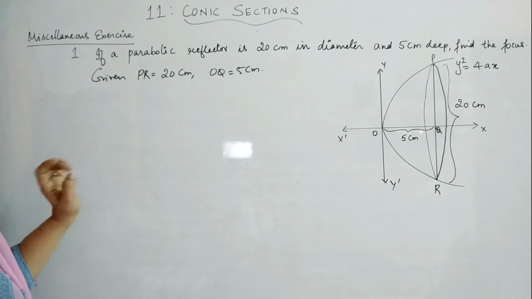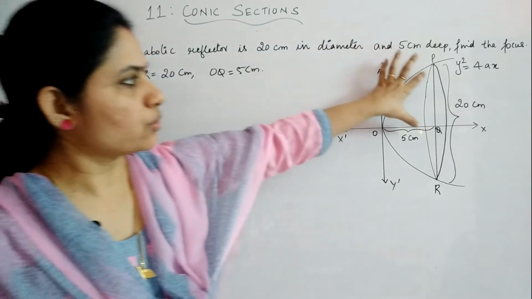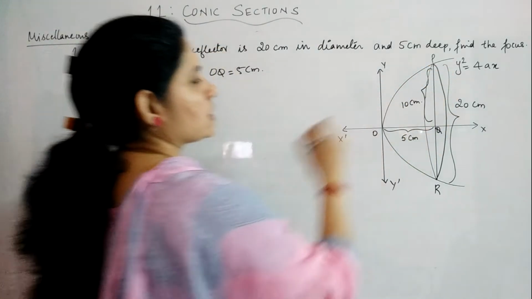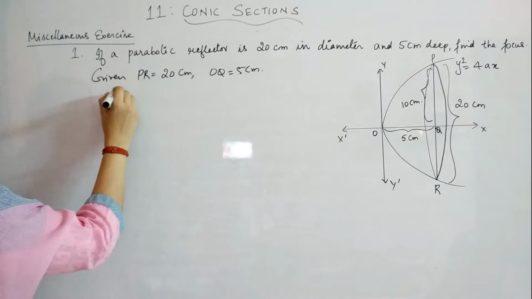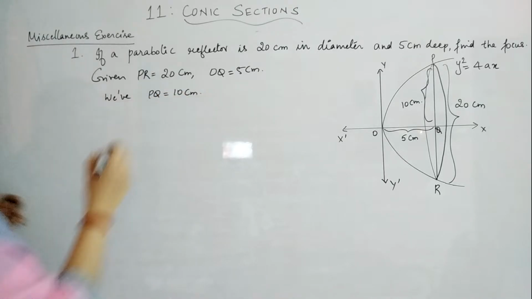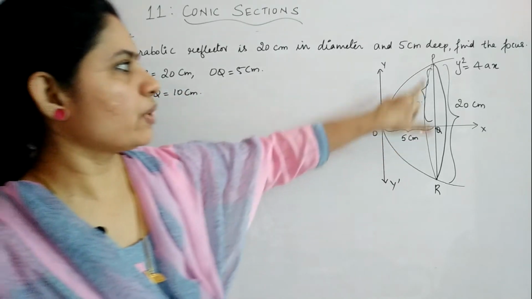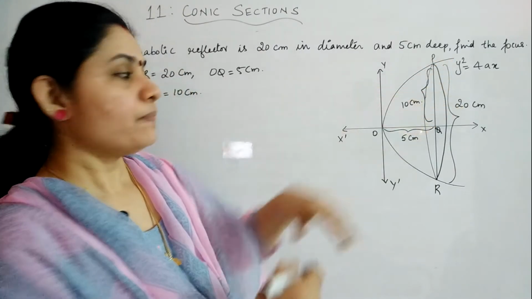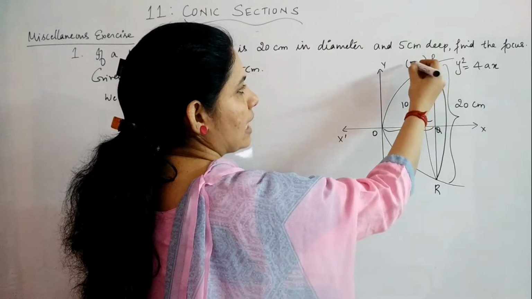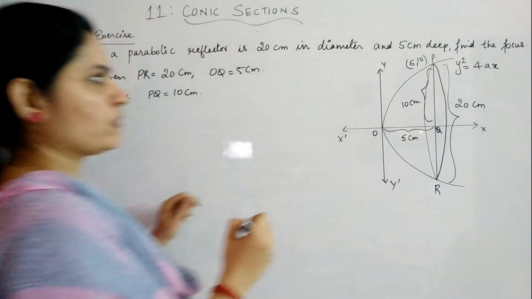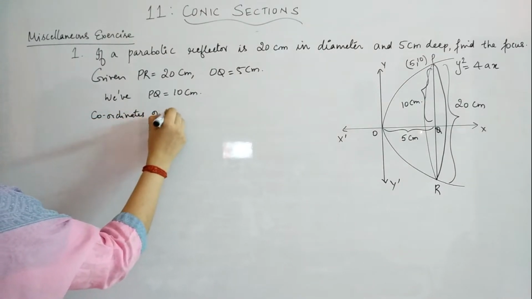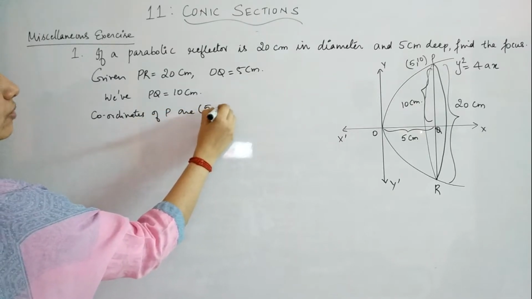So let's start with y square equal to 4ax, and what will be PQ? If PR is 20, this length will be 10 centimeter. So PQ is equal to 10 centimeter. When we get PQ, can you say what is the point P? P is on the parabola. Since this distance is 5 and this is 10, the point P will have its coordinates as 5, 10.